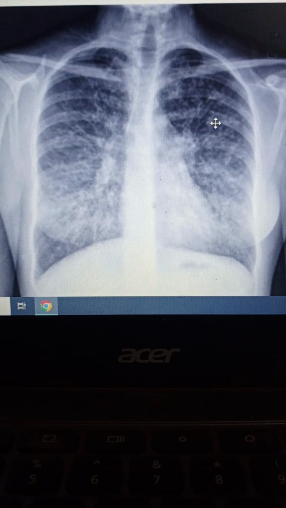You can make the diagnosis easily on CT as compared to chest X-ray, where you have to correlate clinically with the patient's findings. Right. So today we have discussed another disease, and that was bronchiectasis.